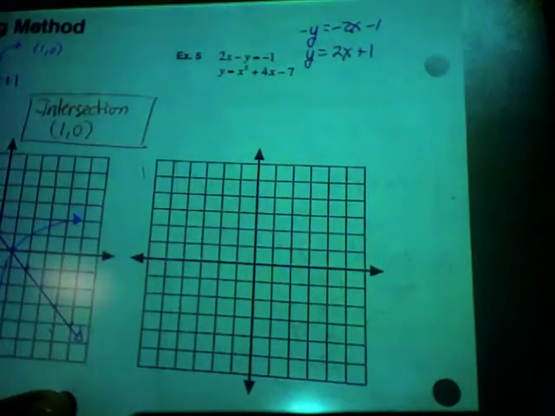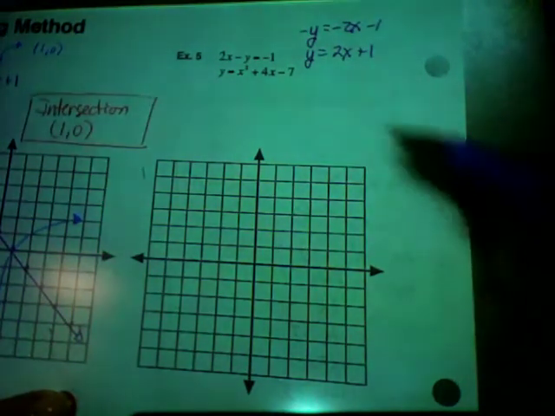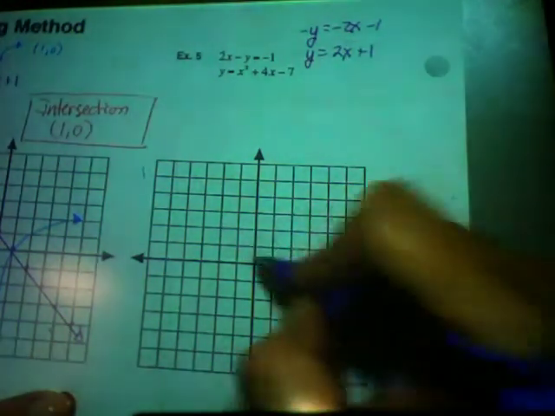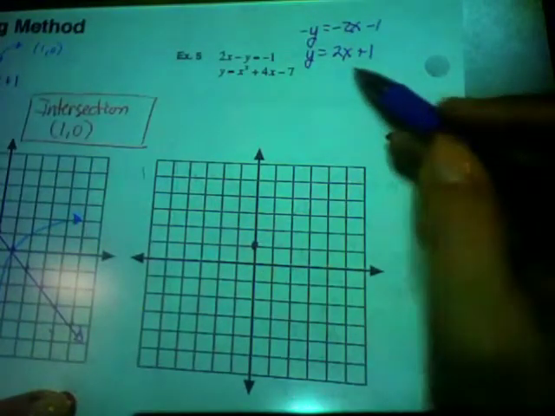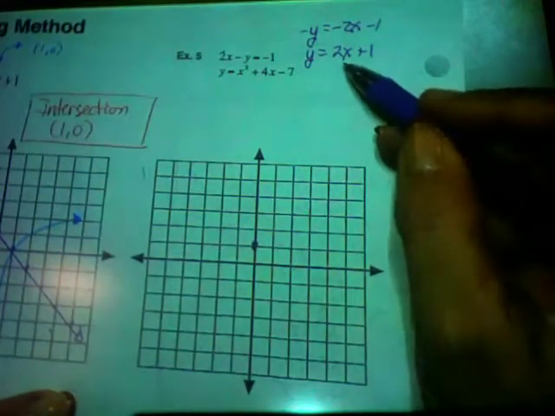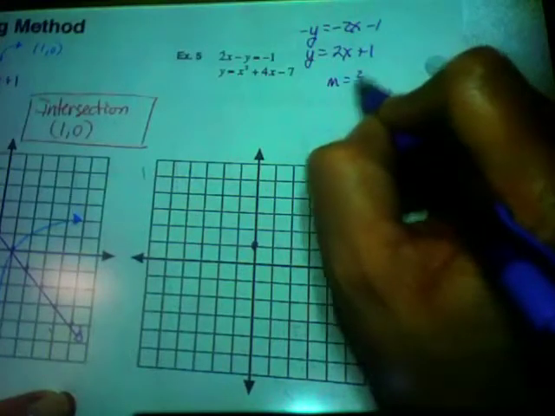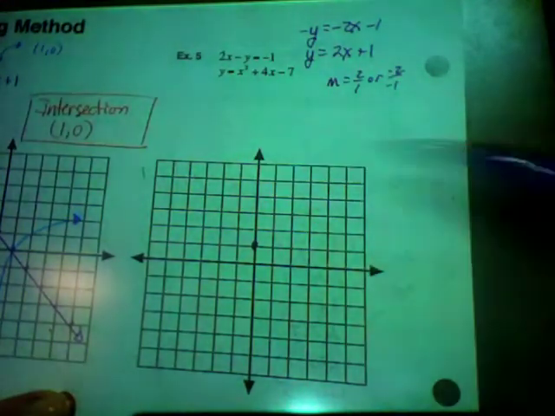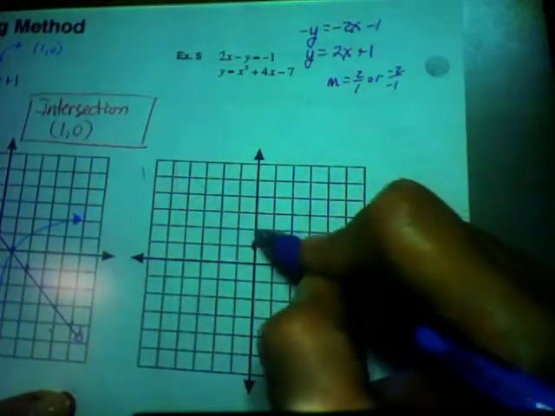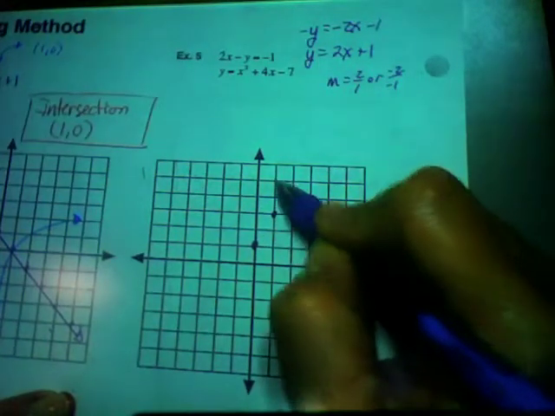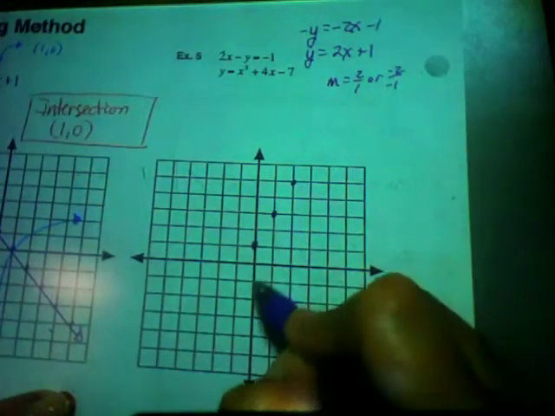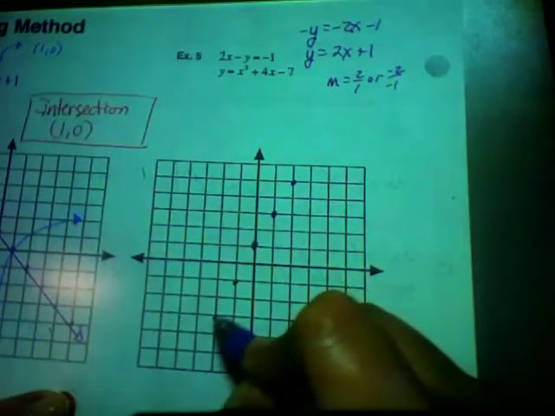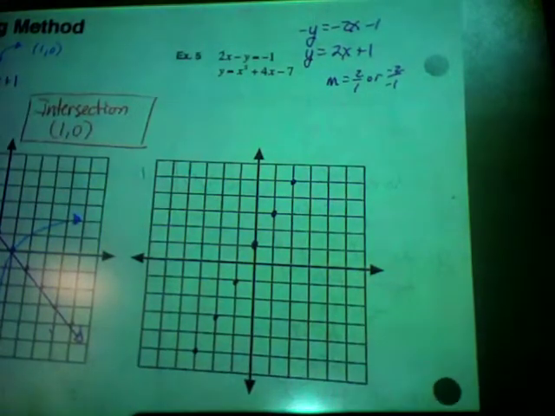So where's the y-intercept? Positive 1. And the slope? The slope is 2 over 1 or negative 2 over negative 1. So you have to go in 2 positive or 2 negative directions. So up 2 to the right 1, up 2 to the right 1, or down 2 to the left 1. And then you're going to connect those points.